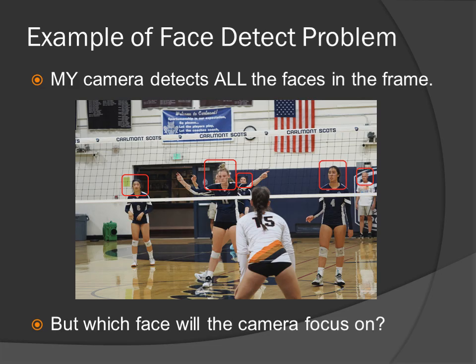It's an example of a face detect problem. My camera detects all the faces in the frame. So look at this picture. We have volleyball. We have faces on the front row, the back row, and we have two guys by the wall of the gym at the far end of the court. So there are three different distances involved. Which one will the camera focus on? I have no idea.